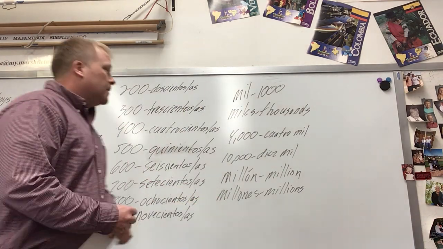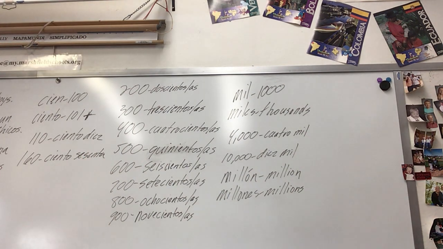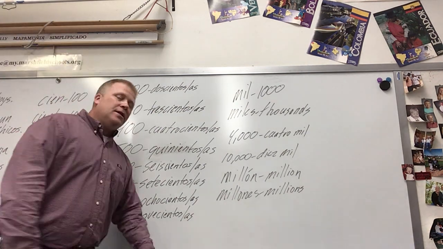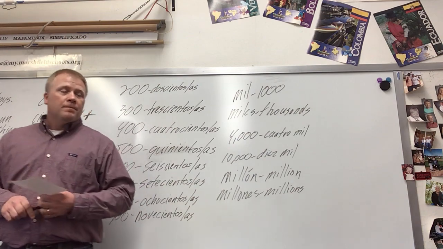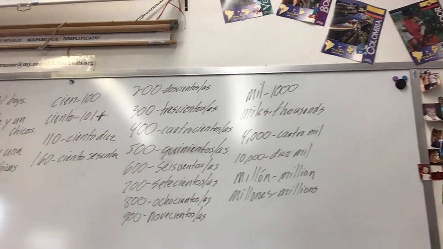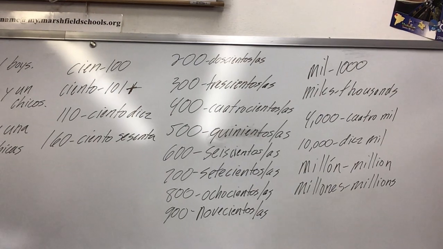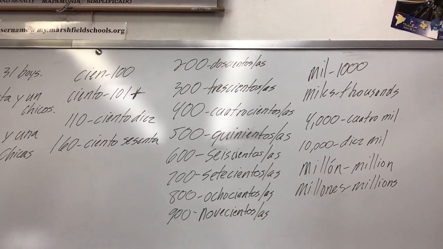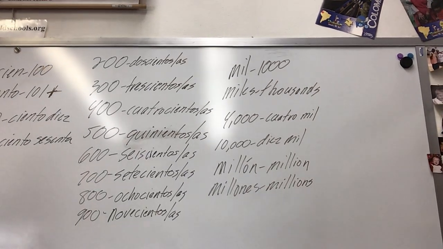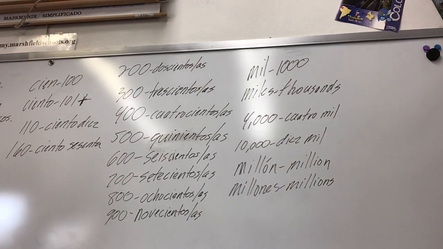All right? So just a little summation here. Of course, we'll do a lot of practice with this. The numbers 31 to 99, you take that tens digit, 30, 40, 50, add the singles digit, 1, 2, 3 to get your number. The 200s here, 300, 400, 500. We have 200, 300, etc. And then those numbers with 1,000 right there, mil, millones, etc.